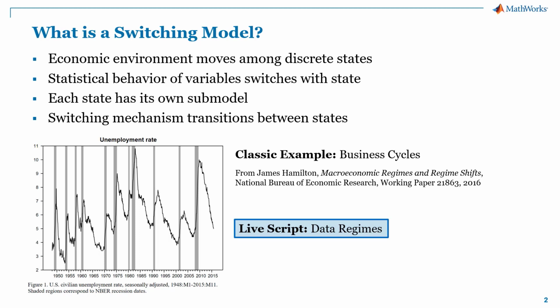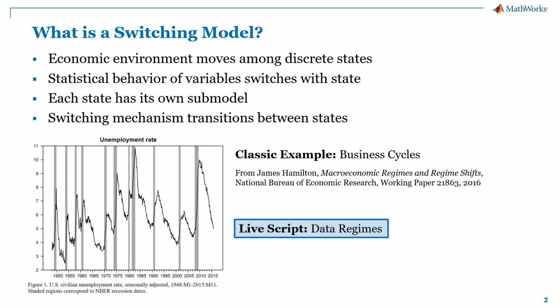A classic example of where you might want to use a switching model is in describing business cycles, as in this unemployment rate data that you see in the figure. Here, even without doing any kind of statistical analysis, just visually, you can see very different behavior in the white bands, which represent expansion periods in the economy where the unemployment rate is going down in a fairly steady way with a certain characteristic volatility. And then the data in the gray bands, which represent recessions, where the unemployment rate ticks up very sharply with a very different kind of statistical description. So here we see data with two very different regimes.